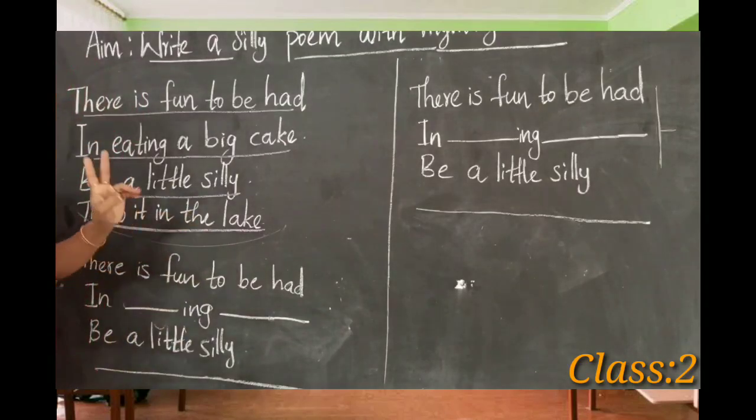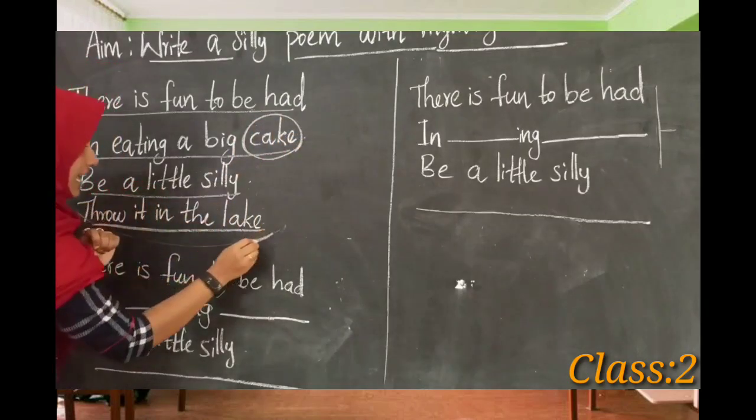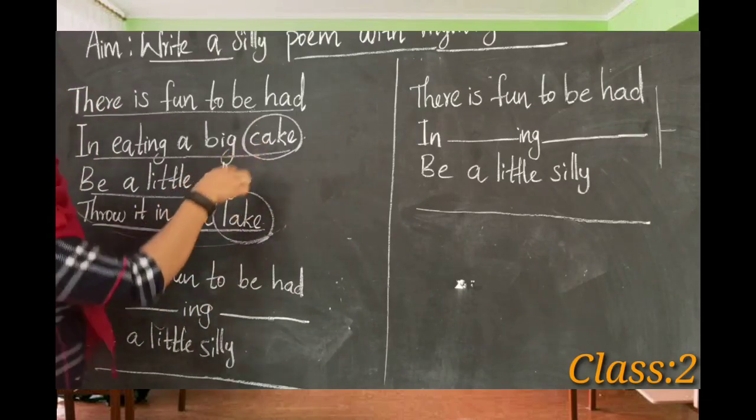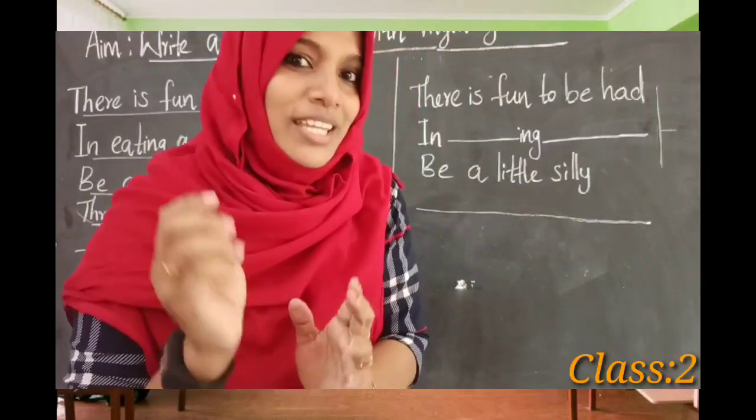Yes, there are 2 rhyming words, right? What are they? They are cake and lake. So cake and lake, these are the rhyming words. So what will you do now?